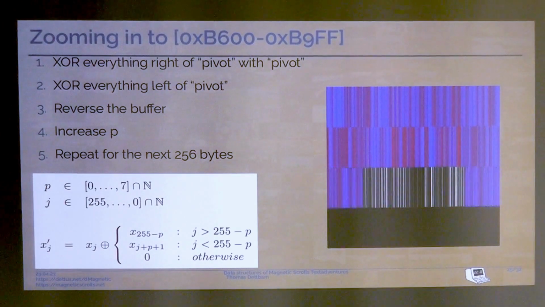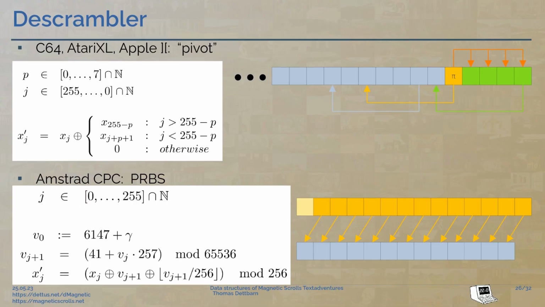Okay, so yeah, I found the exact same algorithm. I called it here something with a pivot, not only on the C64. I found it also on the Atari and Apple II releases. And the Amstrad CPC, they did something slightly different.